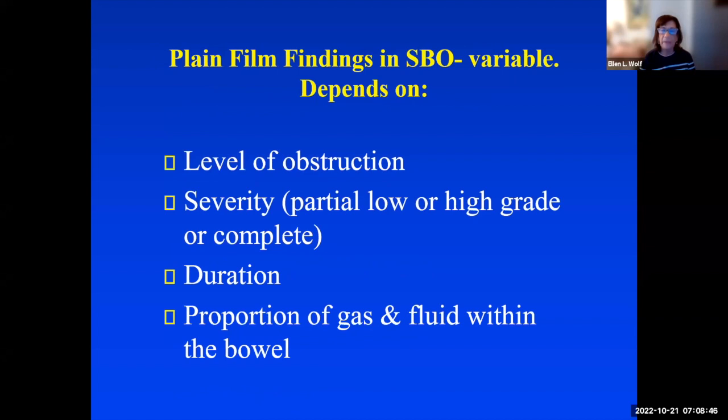And we might see the more characteristic string of beads or pearl sign, which is fairly specific for small bowel obstruction, and the stretch sign, which I'm going to illustrate examples of. So the plain film findings in small bowel obstruction, however, are going to be variable. That's going to depend on the level of obstruction. Is it high obstruction? We're not going to have a lot of big dilated loops, or is it low obstruction where we will? The severity, is it a partial, low, or high-grade obstruction, or is it complete obstruction? We're going to see different things. The duration, is it small bowel obstruction that just began, or has it been going on for many hours or days even? And it will also depend on the proportion of gas and fluid within the bowel. So it's very variable what we're going to be seeing.